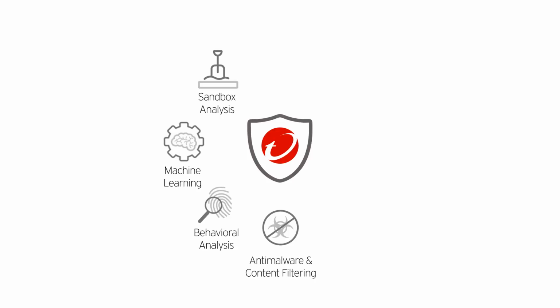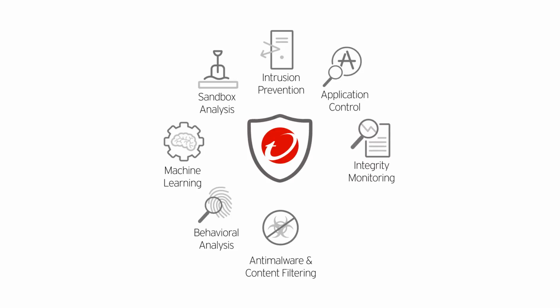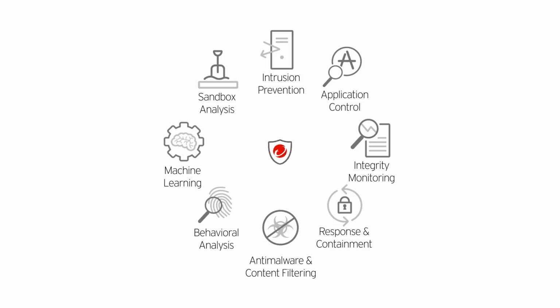examine their behaviors. Intrusion prevention shields known vulnerabilities against unknown zero-day exploits. App control allows only known good applications to install or run. Integrity monitoring flags any suspicious system changes. And response and containment enables investigative forensics, quarantine of suspicious items, and automated security updates. All of these techniques are fueled by market-leading, cloud-based global threat intelligence.